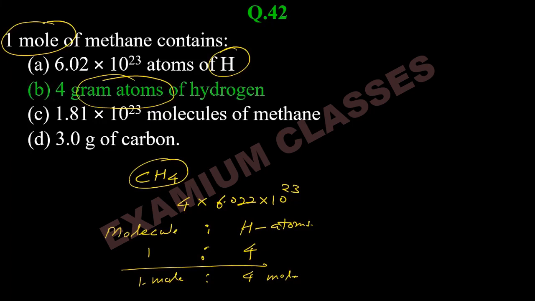Yes, Tanishi, Devansh, Yanin, Chitij, Samad now correct. Okay. 1 mole will not be 1.81 into 10 power 23 molecules, rather it will be 6.022 into 10 power 23. 1 mole of carbon will not have 3 grams, rather it will have 12 grams and 4 grams hydrogen. Total 1 mole will have 16 grams. So 12 grams of carbon, not 3 grams of carbon.